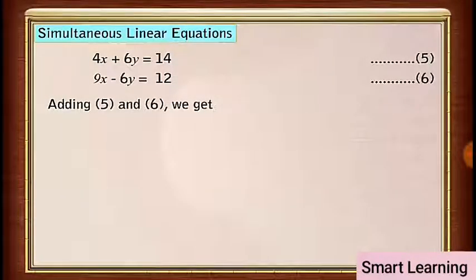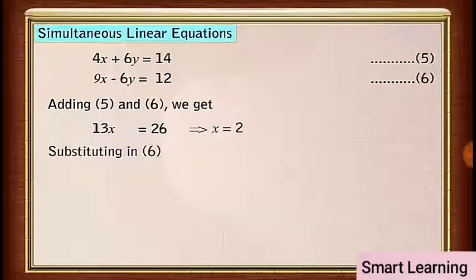Adding 5 and 6, we get plus 6y gets cancelled with minus 6y. 9x plus 4x is equal to 13x is equal to 14 plus 12 is 26. Dividing both sides by 13, we get x is equal to 2.